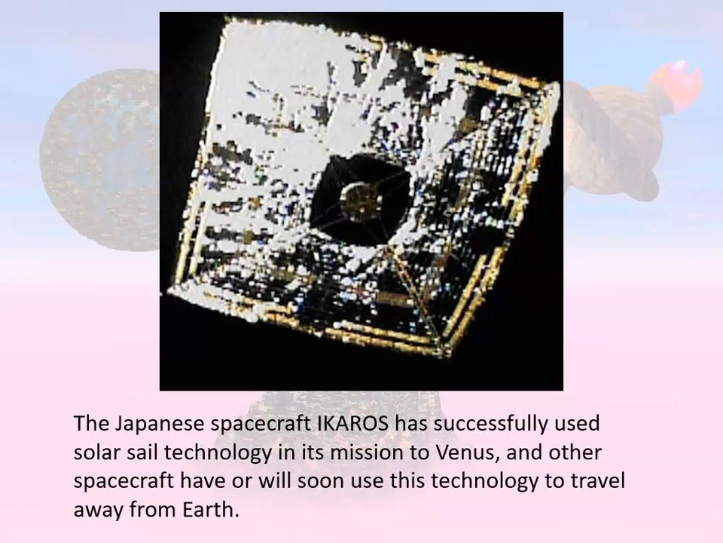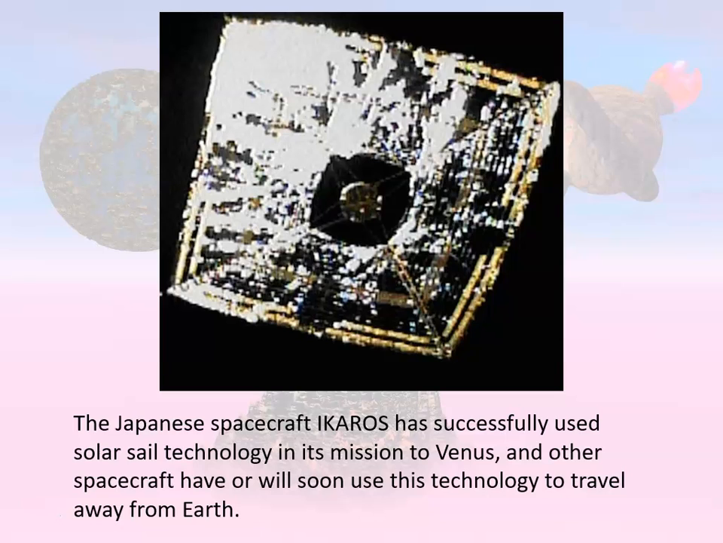This technology has been successfully tested in the Icaros spacecraft. It's not the main way that it moves. It's just that they unfurled these solar sails to test that it actually works during the spacecraft's mission to Venus.